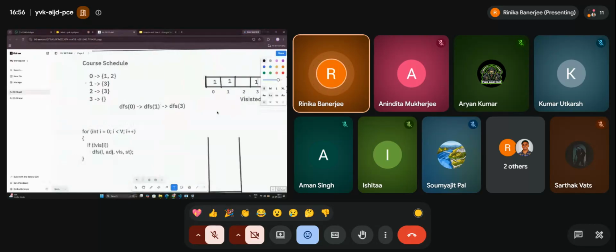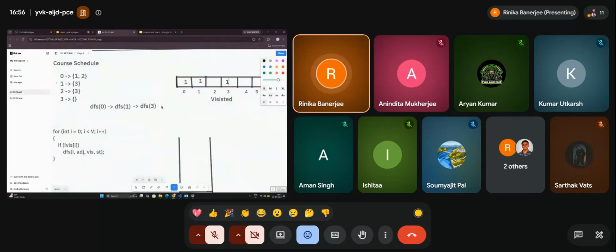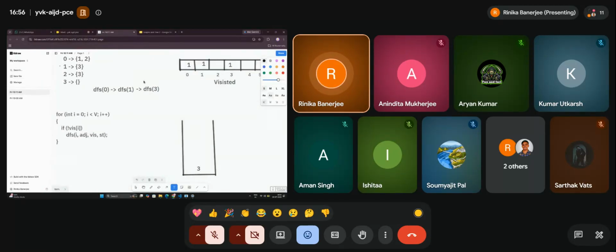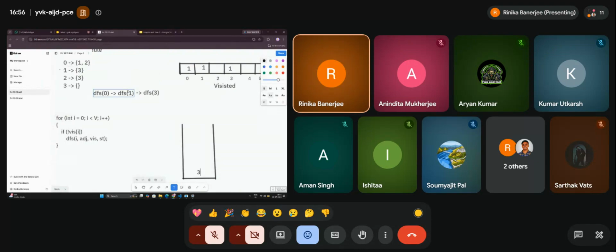From 3, I don't have any further nodes to go. So that means DFS call for 3 is done. I'll push it into the stack. Now 3 is done, so I'll come back to 1. Do I have any other nodes to call? No. That means DFS call for 1 is also done. I'll push it into the stack. I'll come back to DFS of 0.